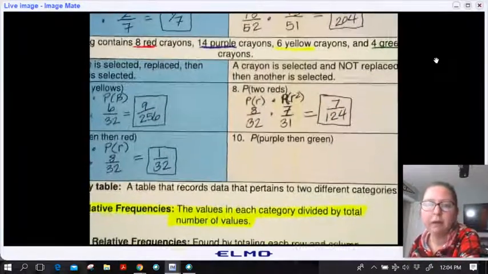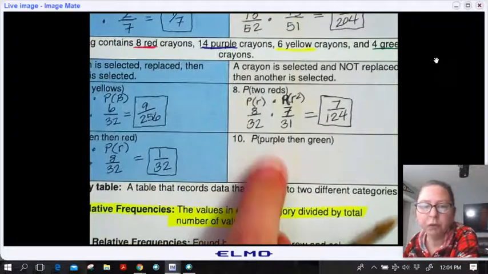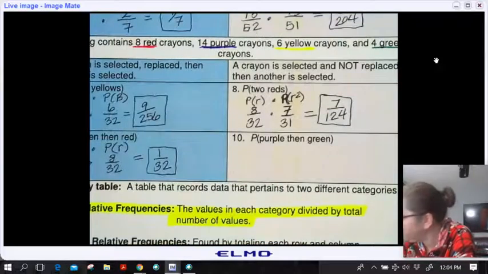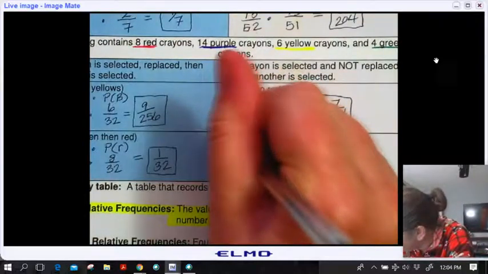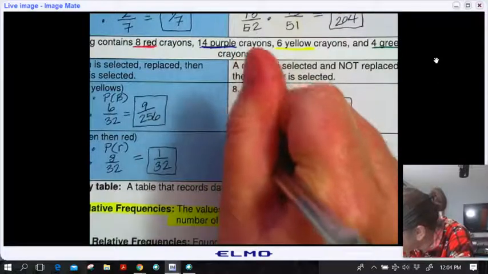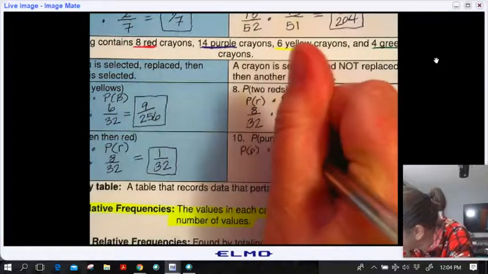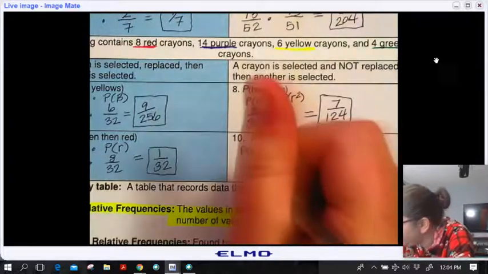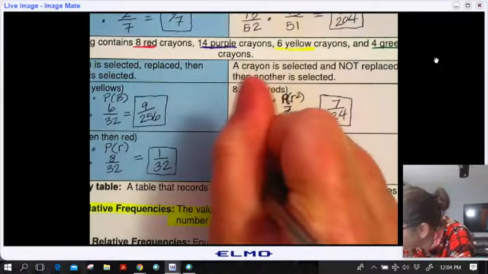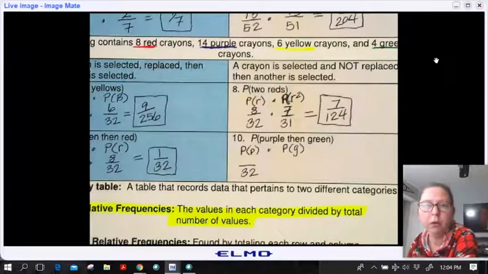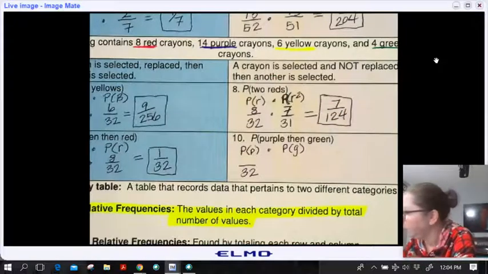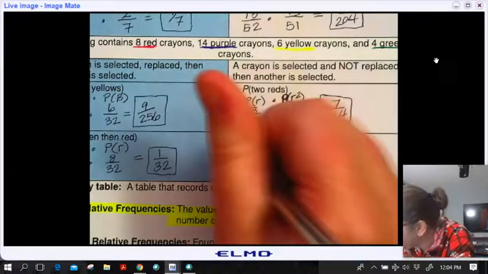All right, let's do this again, but this time we're going to do a purple and then a green. So the probability of purple and then the probability of green. Starting out with purple first, we know that there's 32 crayons. 14 of them are purple.